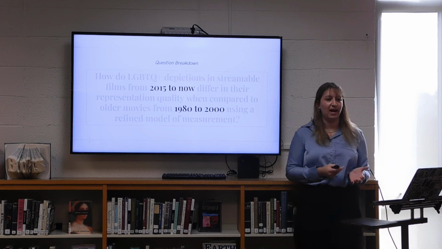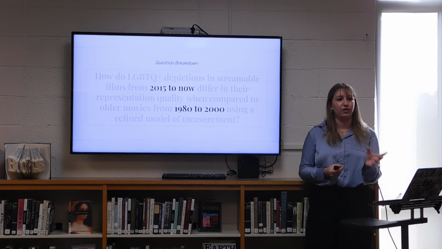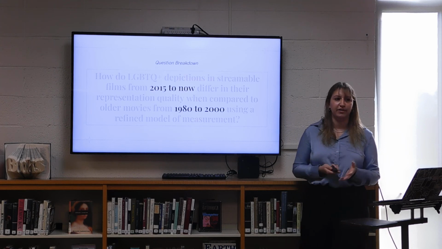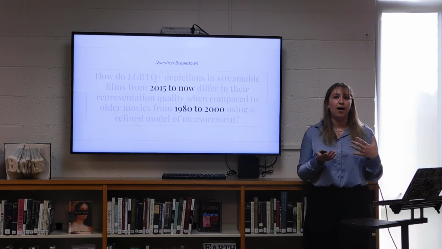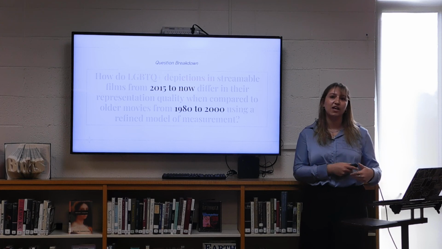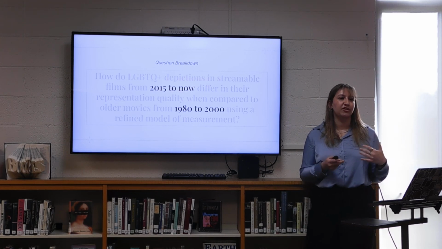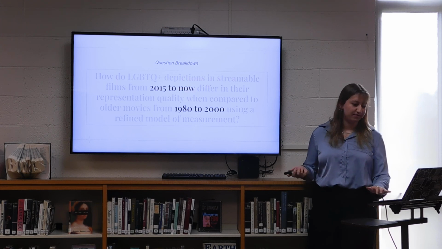And then I identified this timeline. I have 1 decade for the newer films and 2 decades for the older films. And I did this because in my preliminary research, I found that there was most likely just generally less existence of queer representation on screen, especially during times where society was a little less inclusive.